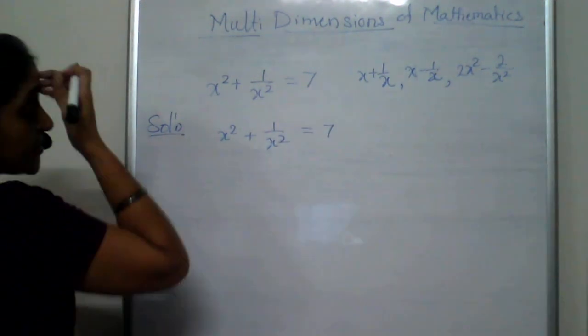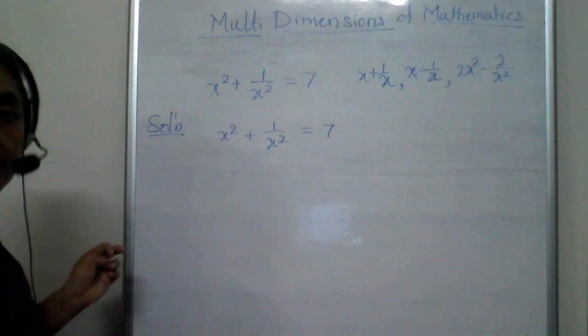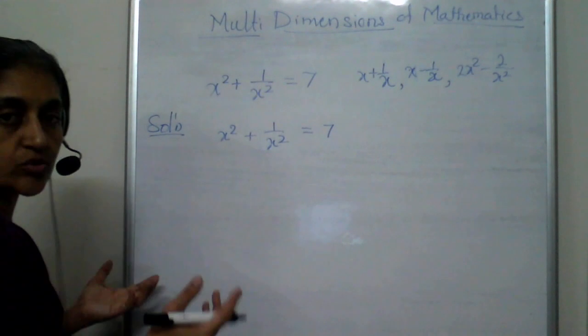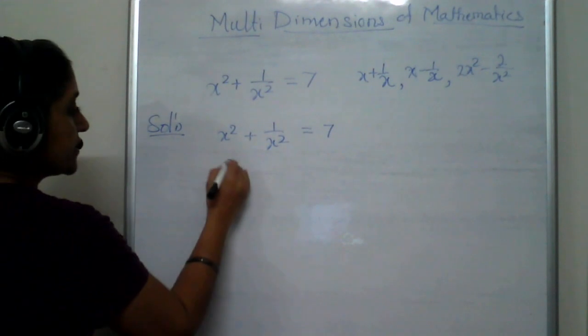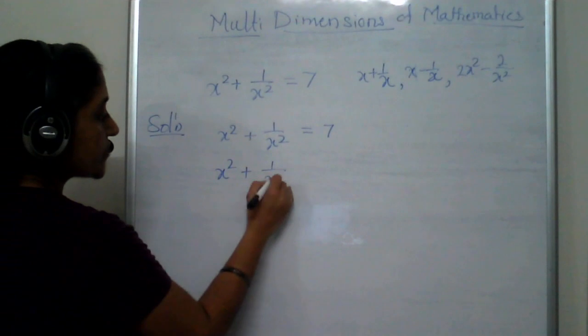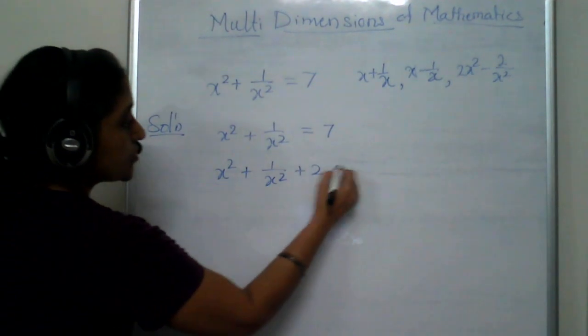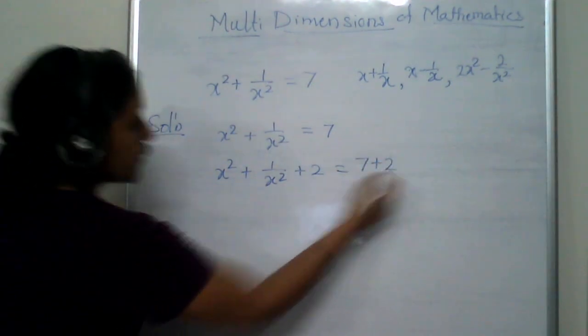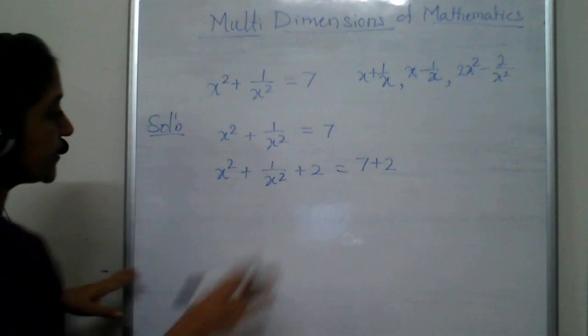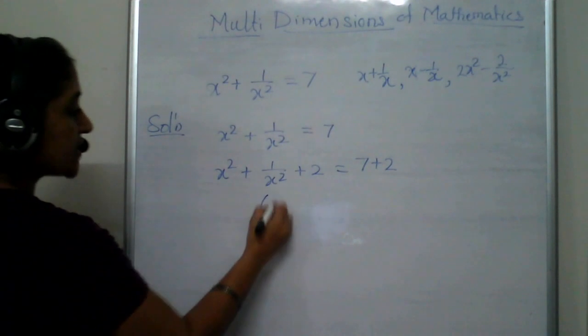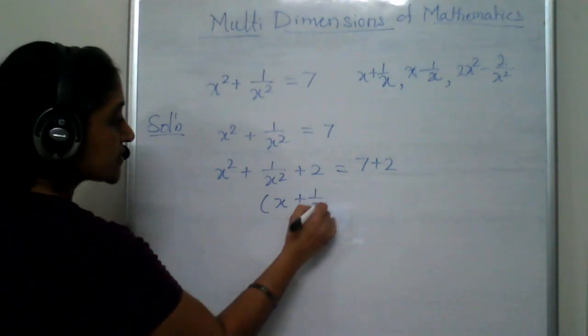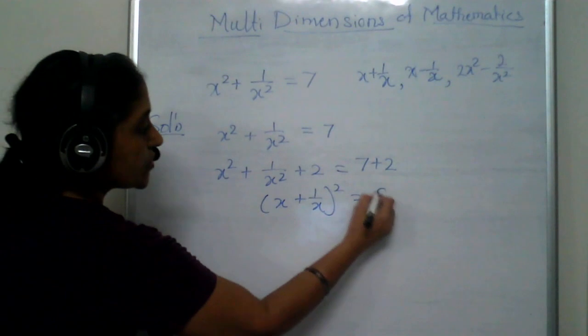If I add or subtract, we must be getting the complete term, that is bracket raised to square. Like what? X square plus 1 upon x square plus 2 on both sides. If I do, the balancing will be done. So you can write this as x plus 1 upon x bracket raised to square is equal to 9.